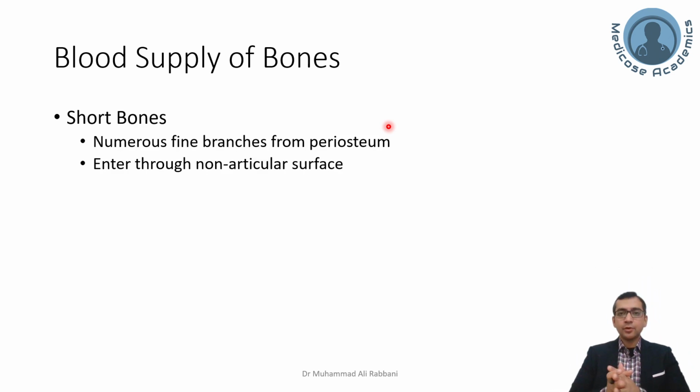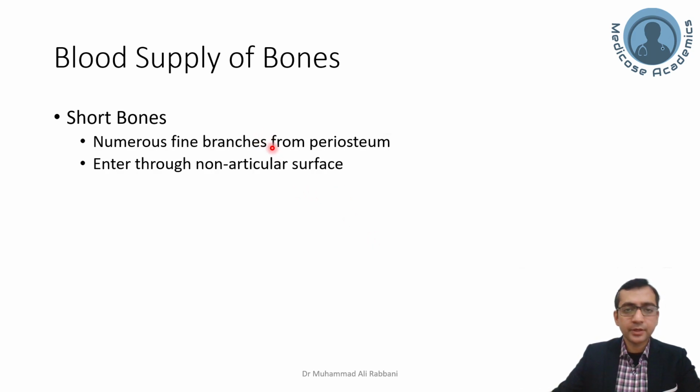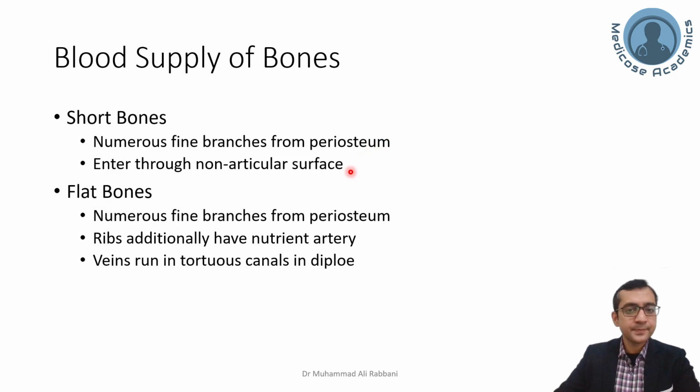The other shapes of bones may have various different schemas. The short bone usually lacks one big nutrient artery. They have numerous fine branches from the periosteum surrounding and entering from the non-articulating surfaces. Flat bones usually have a combination of both. For example, the skull usually has a lot of periosteal arteries. Ribs have a lot of periosteal arteries, but they have additional nutrient arteries also.